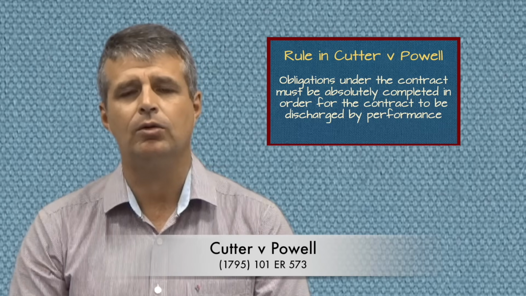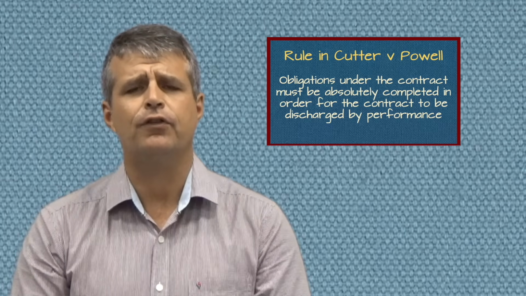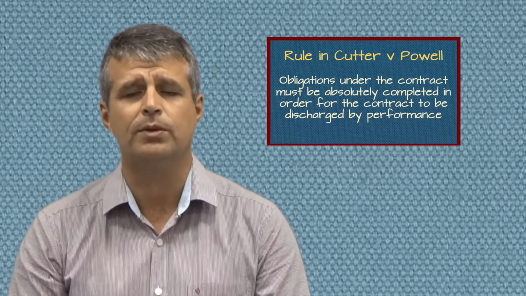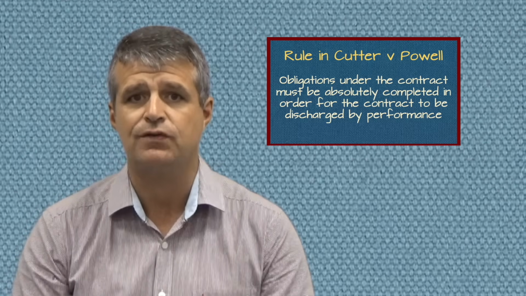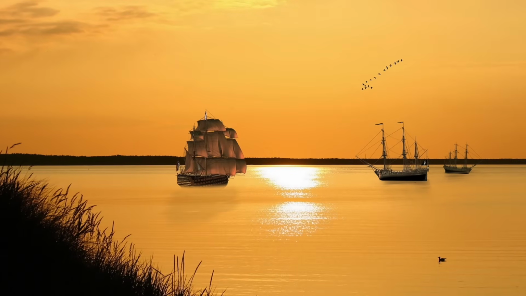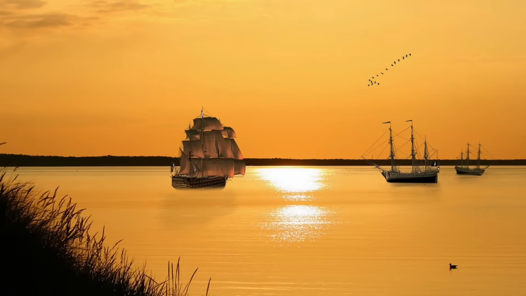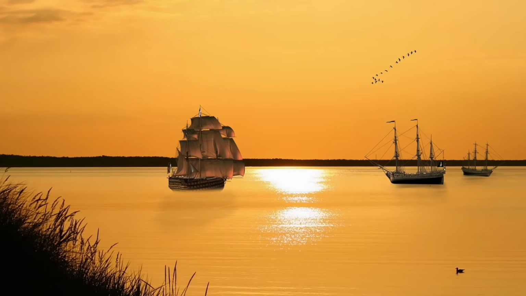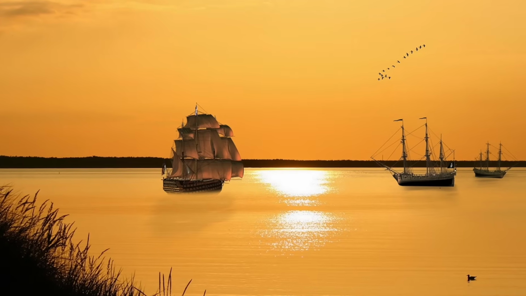The basic rule, which is known as the rule in Cutter v Parole, or it's sometimes called the doctrine of exact performance, says that for a contract to be discharged by performance, each party has to absolutely and exactly satisfy their promises. Now, in the case of Cutter v Parole, a sailor died on the voyage home and didn't complete his promise to help sail a tall sailing ship from Jamaica to England. The court found that his widow was entitled to nothing because he hadn't fully completed his promise.